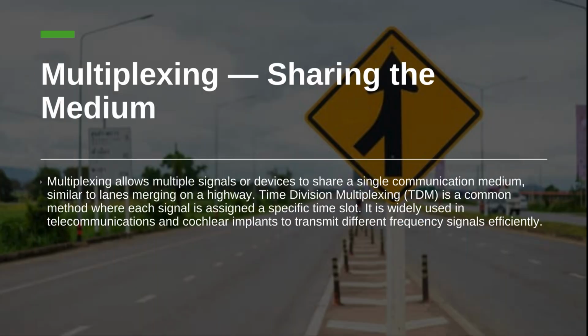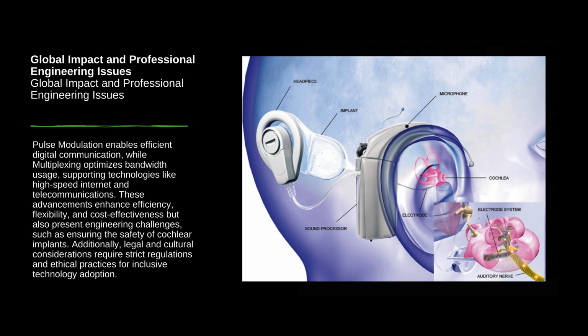Now let's move to multiplexing, which refers to the sharing of a communication medium by multiple signals or devices. Imagine several lanes merging into one highway. That's what multiplexing does for signals. One common type is time division multiplexing, where each signal gets a specific time slot to use the shared medium. This technique is widely used in telecommunications and even in modern devices like cochlear implants to transmit different frequency signals to the brain. The global impact of these technologies is immense.